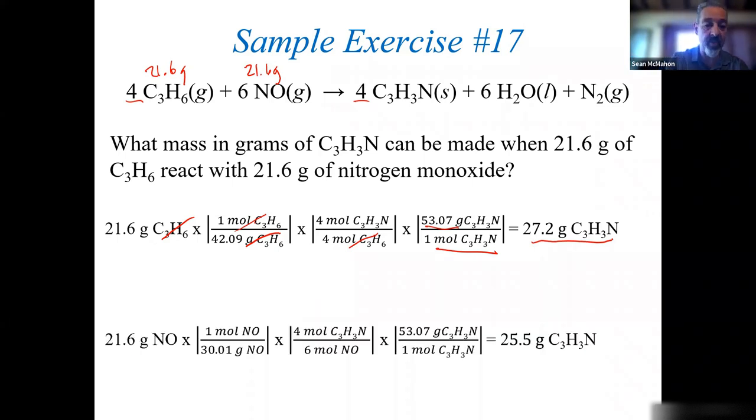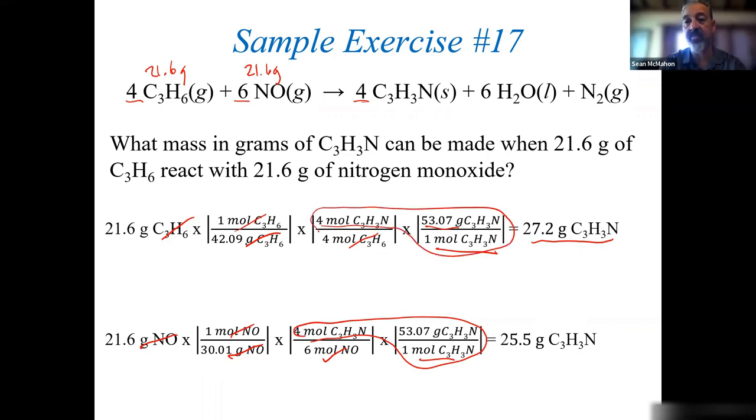So now I convert the 21.6 grams of nitrogen monoxide to moles. How? Molar mass. Cancel out the unit of grams. I do a mole ratio, 6 moles of nitrogen monoxide to 4 moles of the product. This cancels, moles of the product to grams. Again, this is why I set everything up all at once before I even grab a calculator, because these should be consistent. And then we see that that equals 25.5 grams.